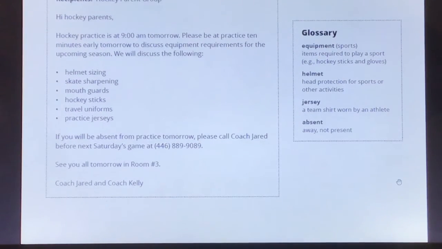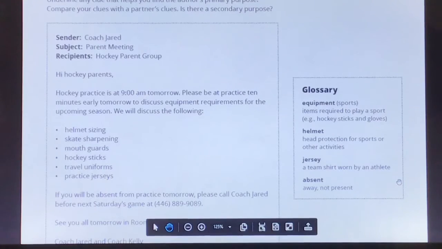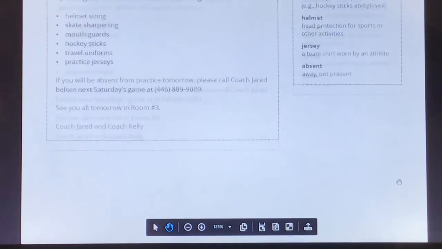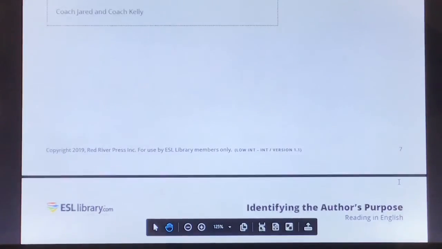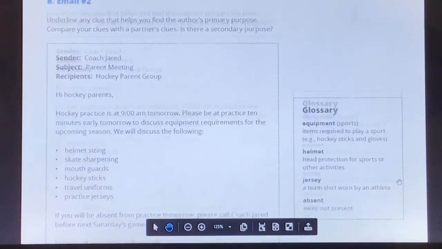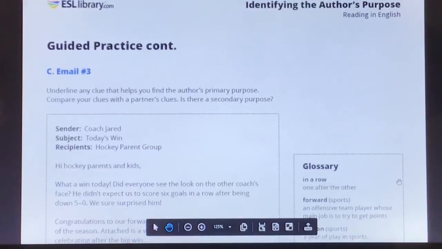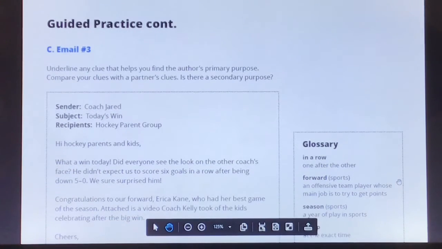So what was the point of that? Was it to persuade you of something, to entertain you, or to inform you? Go back and underline clues that help you know which one it was for. We have one more. Okay.